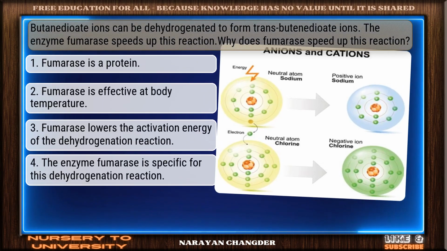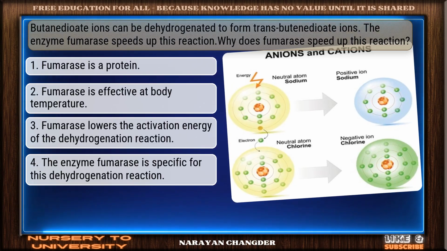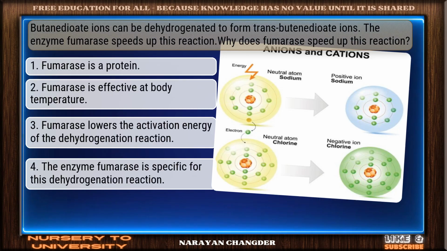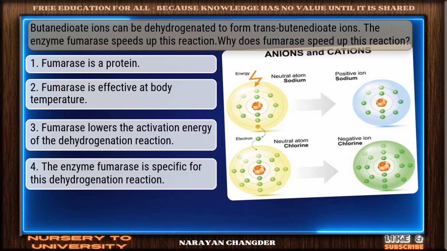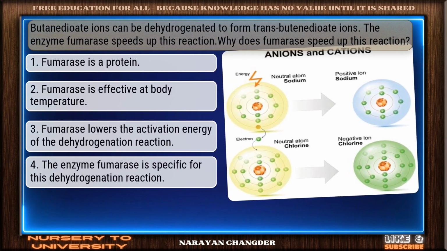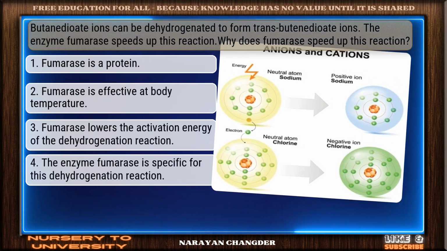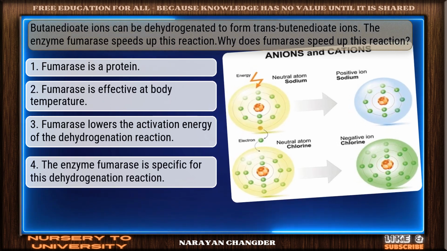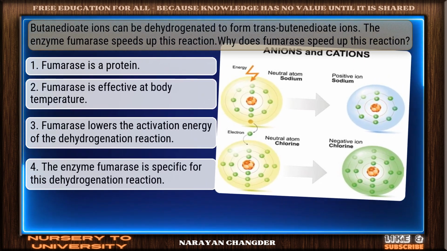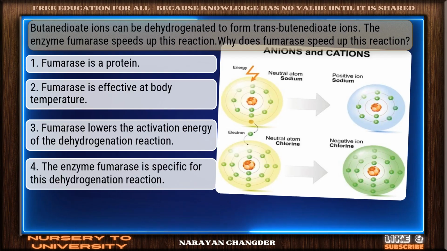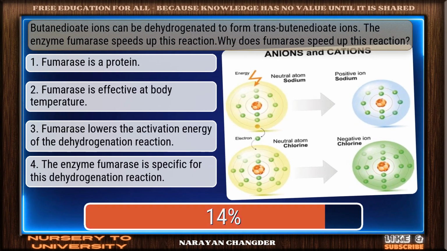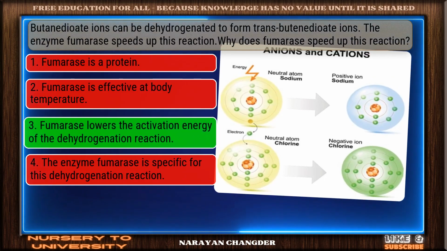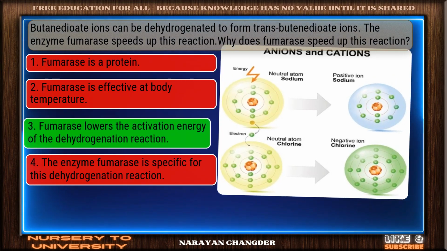Butanedioate ions can be dehydrogenated to form trans-butenedioate ions. The enzyme fumarase speeds up this reaction. Why does fumarase speed up this reaction? Option 1, fumarase is a protein. Option 2, fumarase is effective at body temperature. Option 3, fumarase lowers the activation energy of the dehydrogenation reaction. Option 4, the enzyme fumarase is specific for this dehydrogenation reaction. On track, fumarase lowers the activation energy of the dehydrogenation reaction.